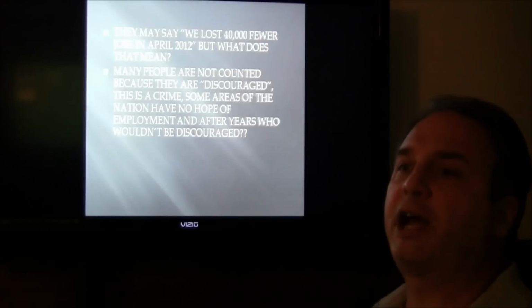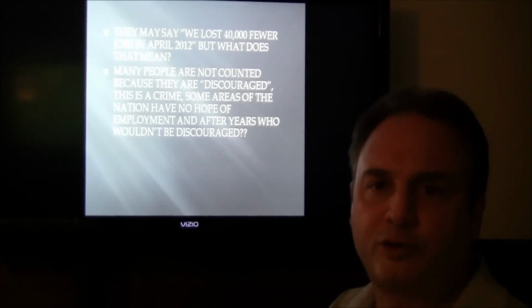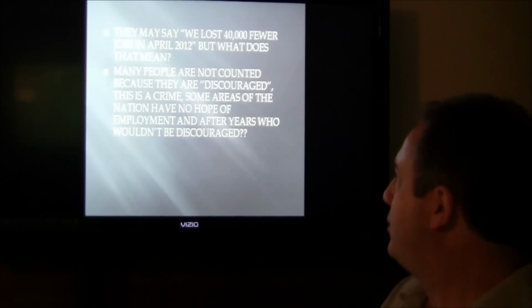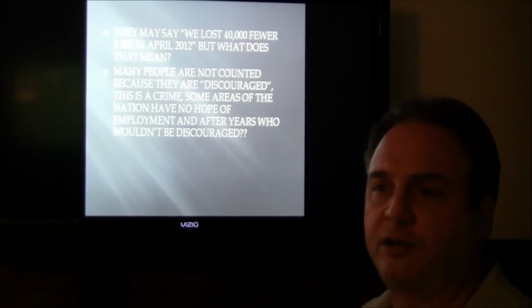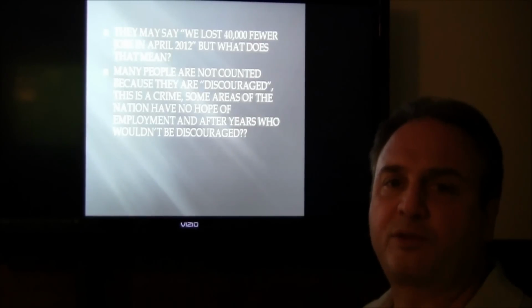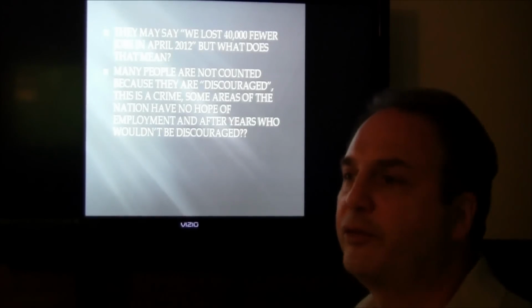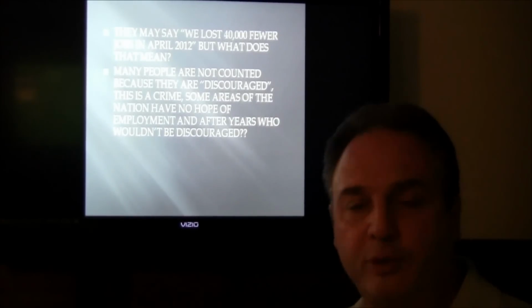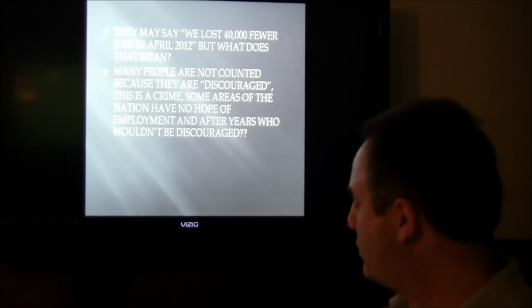Now, many people aren't counted because of what they like to call discouraged workers. This is a crime to me because many areas of the nation are really hurting. People don't realize how bad it can really be, and after 3-4 years of looking for a job, if you can't find a job, you're going to be discouraged. You're going to be depressed.